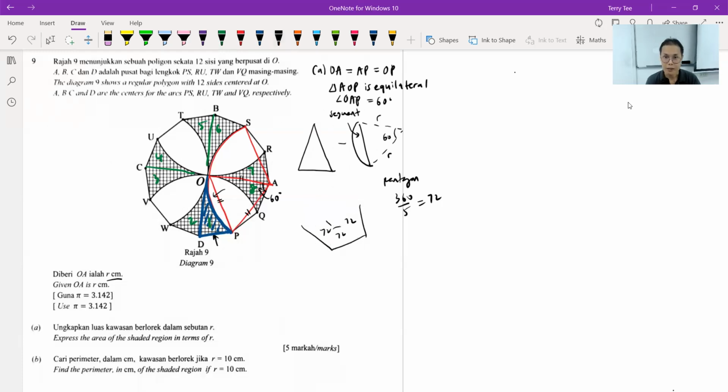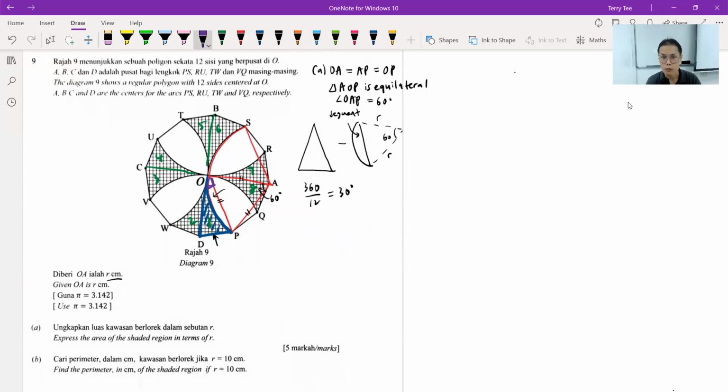But this is not a pentagon. This is a 12-sided polygon. So we know the angle at the center should be 360 divided by 12. That gives us 30. Now I hope you can see. Maybe I use a brighter color, like purple. I hope you can see that this is one side.